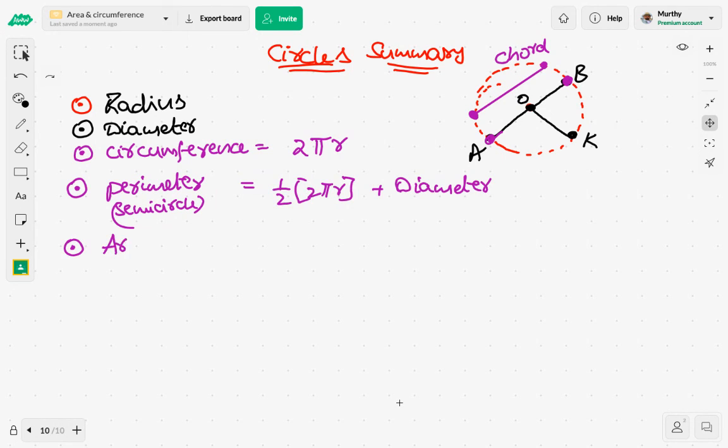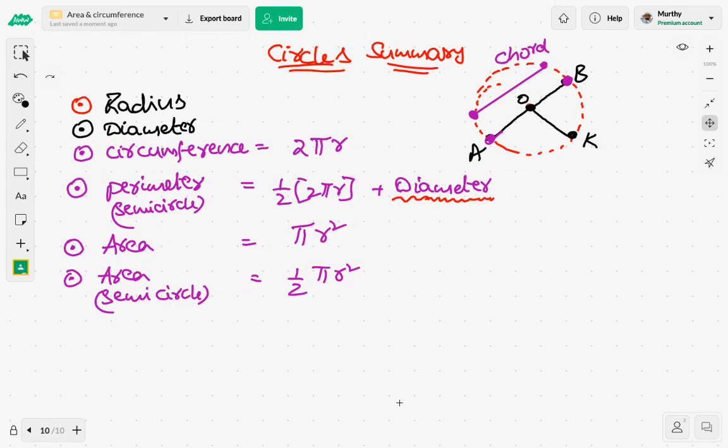And next, area of a circle, that is pi times r square, and area of a semicircle, that is half of pi r square. So here it works. When you are computing the area of a semicircle, then that is half of pi r square. But when it comes to the perimeter of a semicircle, you have to include the diameter also, because by definition, perimeter means the total length of the boundary line. Therefore, you have to include the diameter of this one too. Okay. Then that's it.